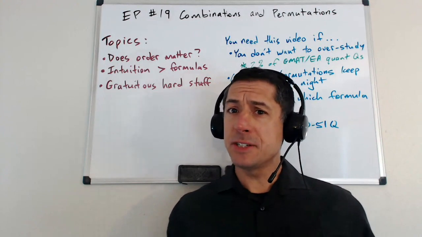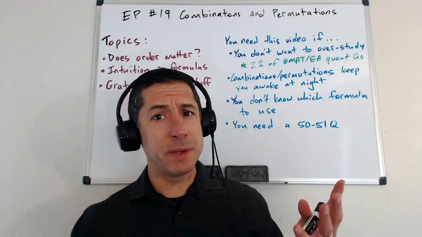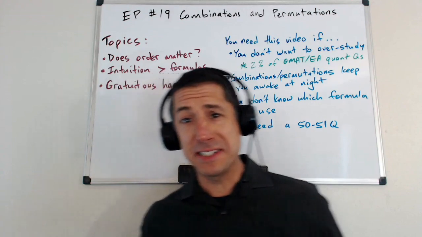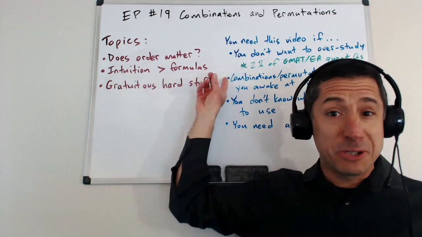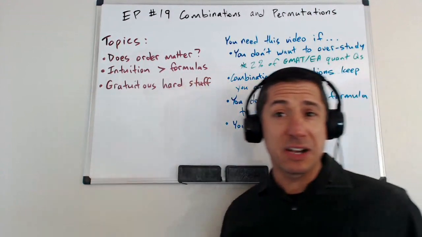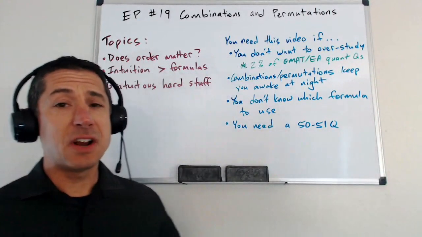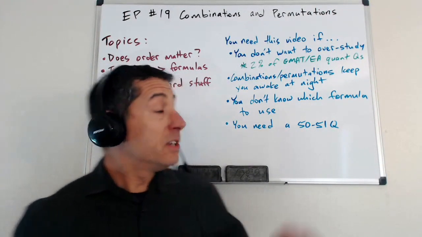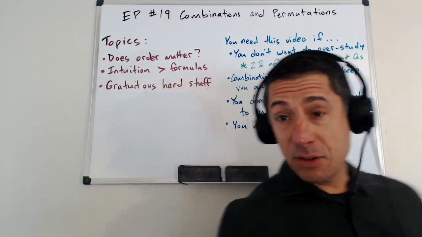Today we're talking about combinations and permutations, and you might be wondering, why are we doing this topic so late in the series? Here's the deal. Only about 2% of your questions on the GMAT or the EA are going to come from combinations and permutations. Very, very minor topic. So my goal here today, as much as anything, is to get you through the very, very basics.